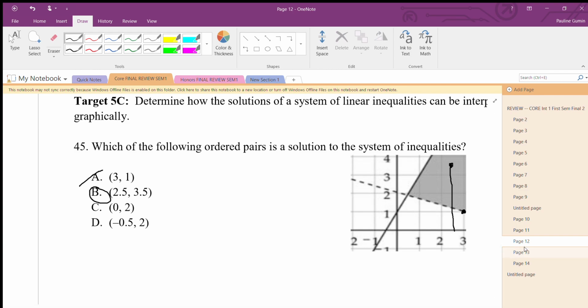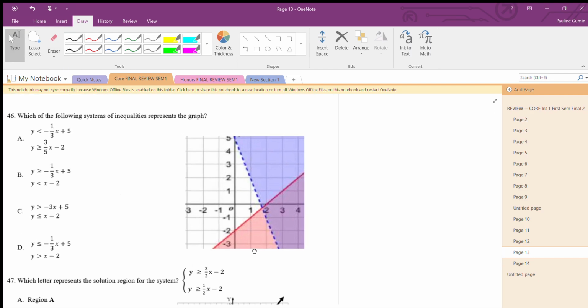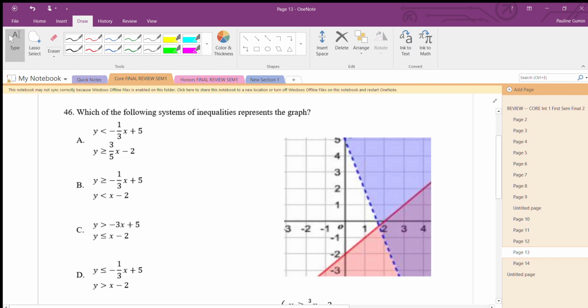Cruising to page 13. Which of the following systems of inequalities represents the graph? Once again, I'm going to zoom in. There we go. Okay, so I see a dotted line and a solid line, which is great because it's going to be a little easier for us to identify. Now I notice right away on the solid line I have a minus 2 y-intercept.